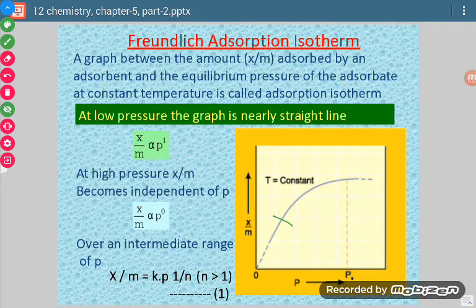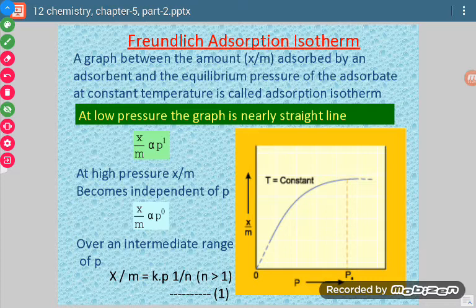From here to here, it is a straight line. Then at very high pressure, this is also a straight line. So one part is at low pressure, another part is at very high pressure, and at intermediate values, when pressure is neither very low nor very high, he got a curve. He divided the graph into three categories, and on the basis of that he gave an expression, known as Freundlich adsorption isotherm.